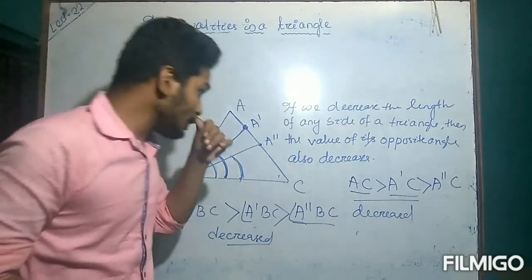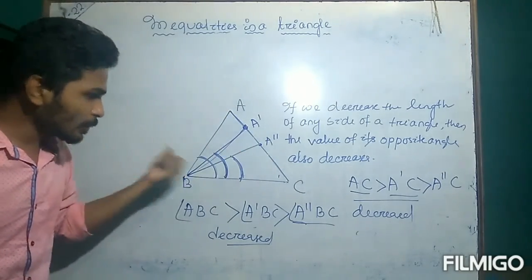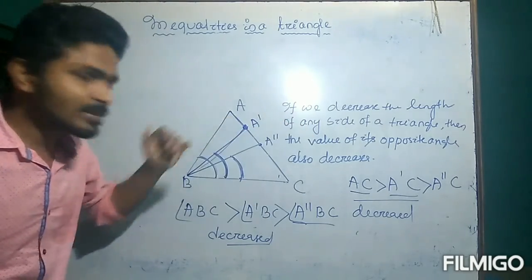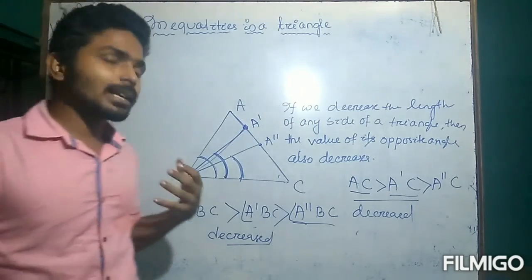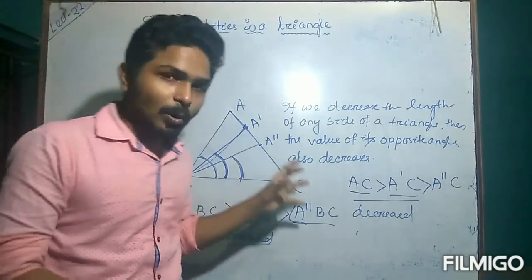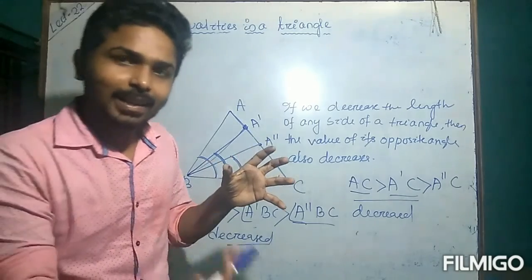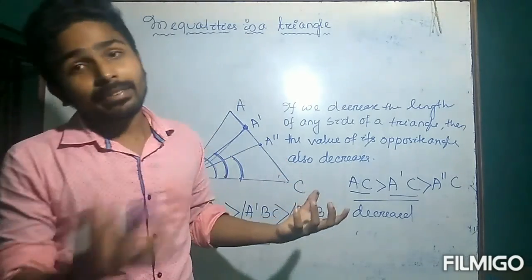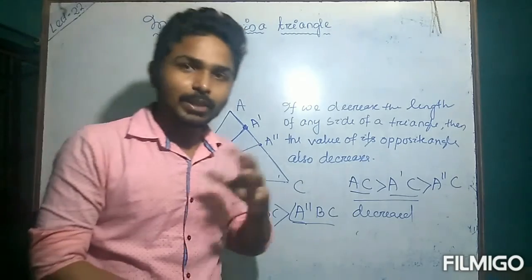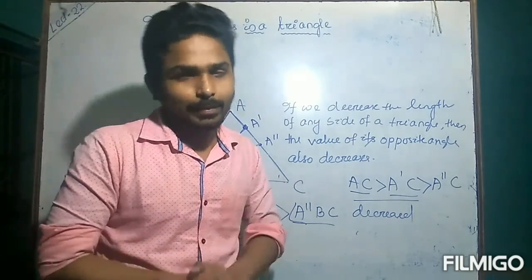So initially we have proved that if we increase the side of any triangle, then its opposite angle increases. If we decrease the side of any triangle, then its opposite angle also decreases. Okay. So these are the concepts about increasing the side, what affects the angle, and decreasing the side, what affects the angle. So in the next lecture we will discuss a theorem which is based on these two concepts. Okay. So let's wind up this lecture today.